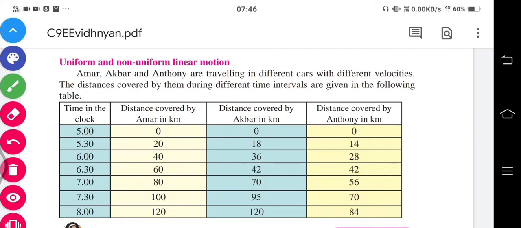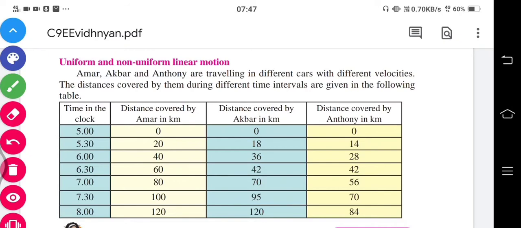So obviously non-uniform motion is the opposite of that. You can write in the comment section or in your notebook the definition of non-uniform motion, or think about that. Non-uniform motion is the motion in which a body covers unequal distance in equal intervals of time. Is it? So that's it.